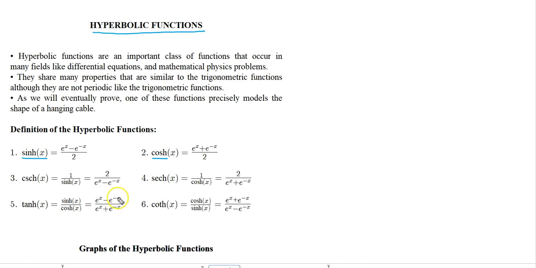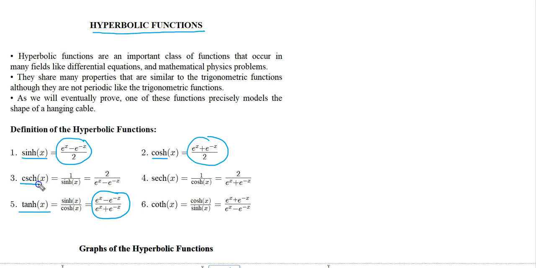And then we define the other hyperbolic functions in a manner that's similar to the way we define the trigonometric functions. So for example, the hyperbolic tangent, tanh, is defined as sinh over cosh. And when we take this quantity divided by this quantity, the 2's will cancel, and we end up with this. So here's the definition for our hyperbolic tangent: e to the x minus e to the negative x, divided by e to the x plus e to the negative x. So that's the hyperbolic tangent.